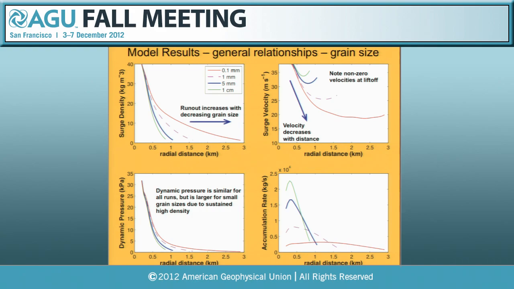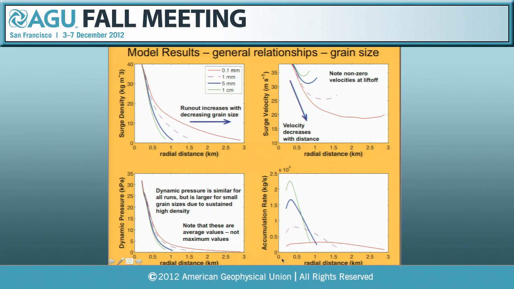The dynamic pressure is similar for all cases, except it's a bit higher for these fine-grained flows because the density is maintained for a longer period. And I just want to point out here, due to that depth averaging in those equations, this represents an average density and dynamic pressure, which is not going to represent characteristics near the base of the flow, where we get rapid sedimentation and high densities near the base where we could have very high dynamic pressures.